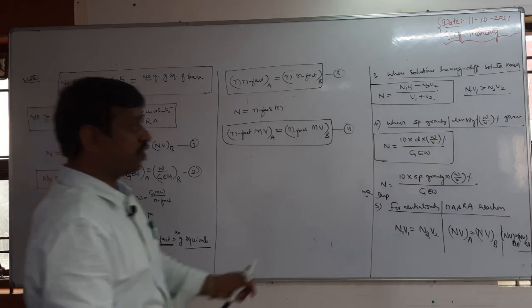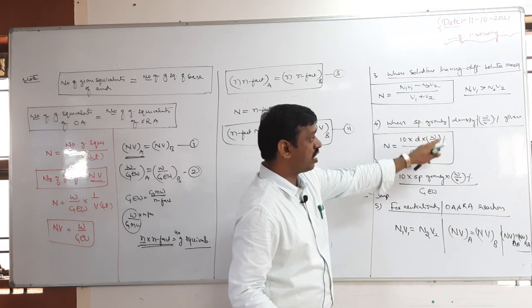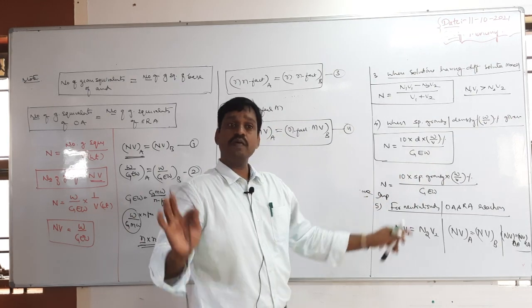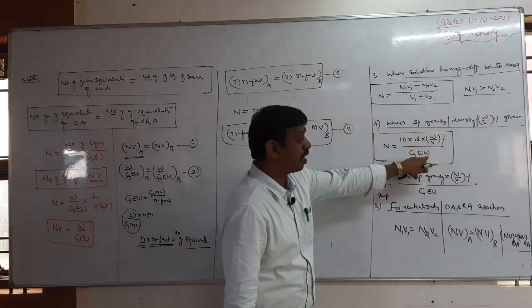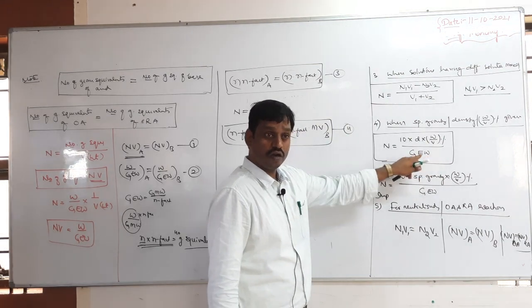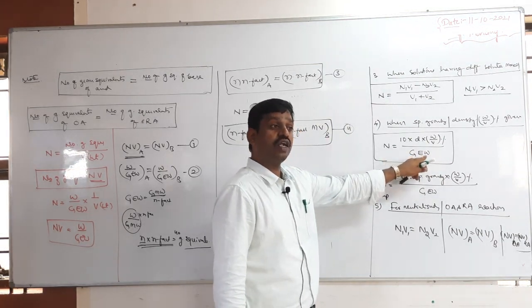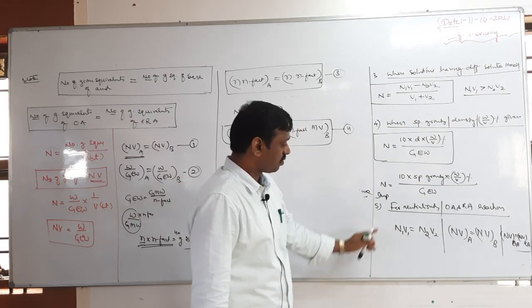Next, when the specific gravity or density, W by V, is given, it is just like molarity. Do you remember what we took in molarity? That was gram molecular weight. But in normality it becomes gram equivalent weight. Other things are the same.